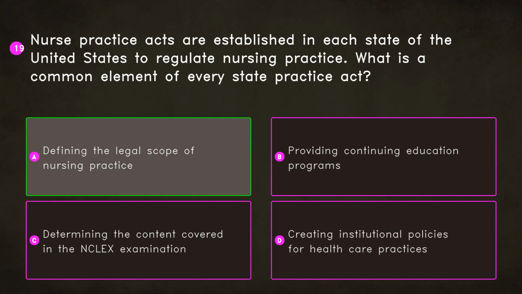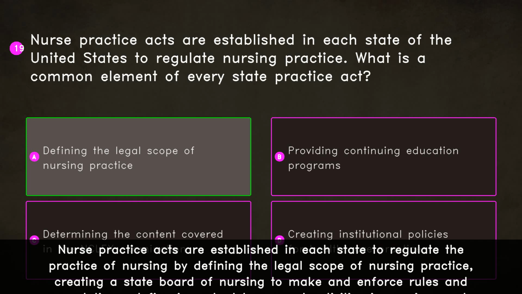The correct answer is defining the legal scope of nursing practice. Nurse Practice Acts are established in each state to regulate the practice of nursing by defining the legal scope of nursing practice, creating a state board of nursing to make and enforce rules and regulations, define important terms and activities in nursing, and establish criteria for the education and licensure of nurses.